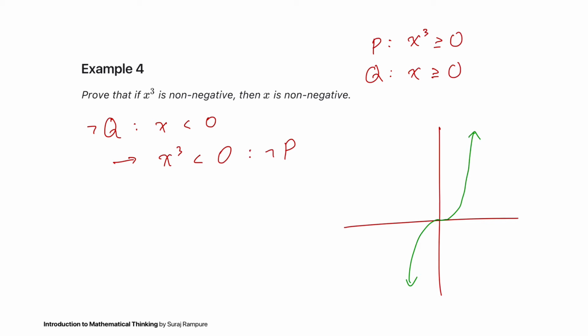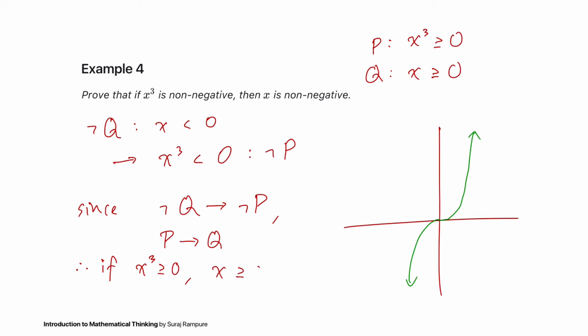Is that clear? So we wanted to prove something of the form P implies Q. We started off by assuming not Q, so we're assuming that x is not non-negative, i.e. that x is negative. But if x is negative, its cube also has to be negative, and so we've shown not P. So since not Q implies not P, P implies Q. And therefore, if x cubed is greater than or equal to 0, x is greater than or equal to 0. Any questions with this? Cool.